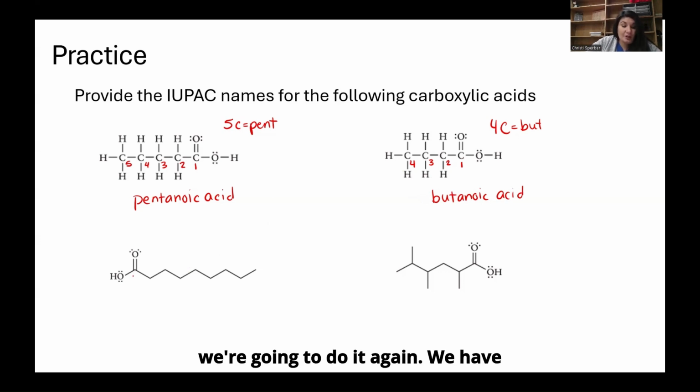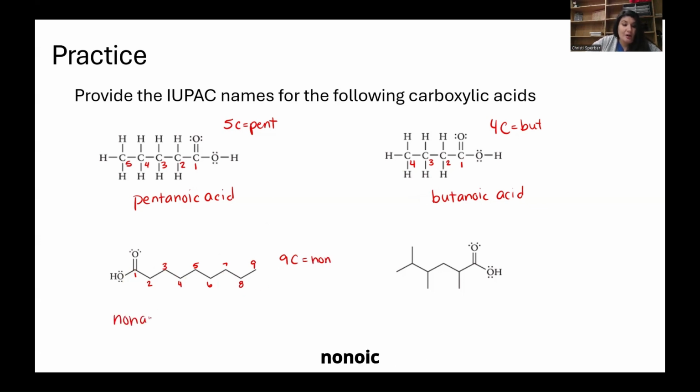On this side, we're going to do it again. We have carbon number 1, the carbonyl carbon, 1, 2, 3, 4, 5, 6, 7, 8, 9. 9 carbons is non. So we have nonanoic acid. We have no substituents, so there's nothing before it.